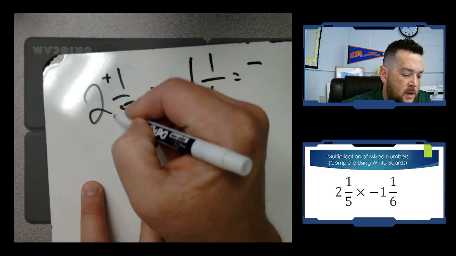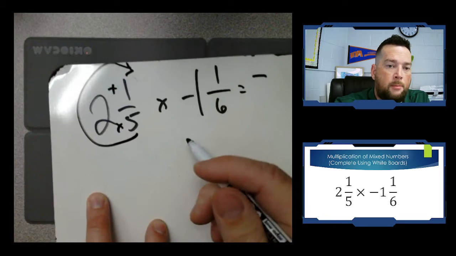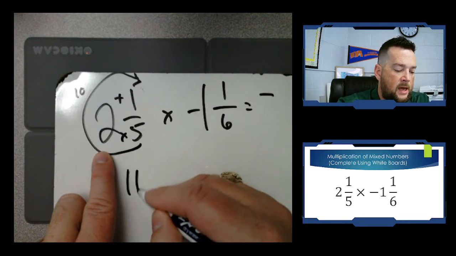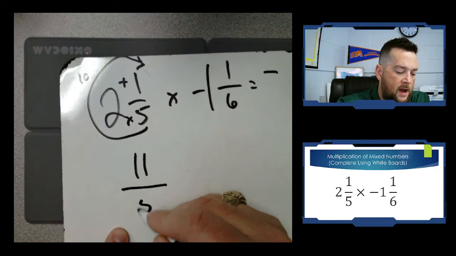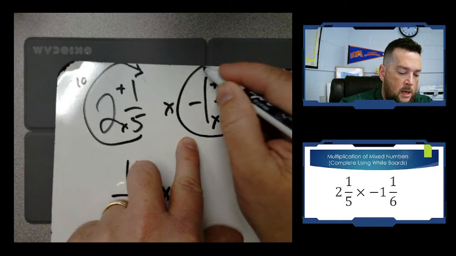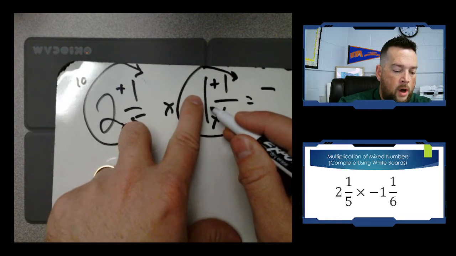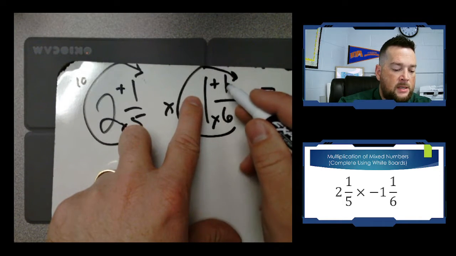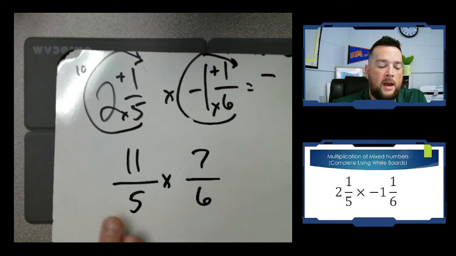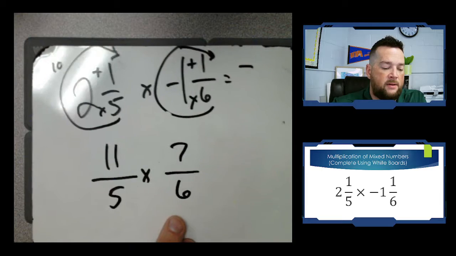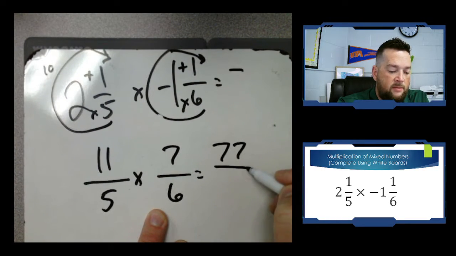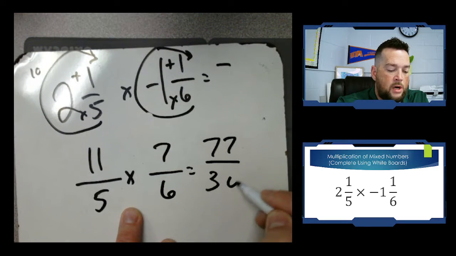So if I do the Texas method here, I'm going to make that an improper fraction. 5 times 2 is 10, and 10 plus 1 is 11, over 5, we keep our other denominator. And right here, I've got the Texas method again, TX, draw my loop around. 6 times 1 is 6, and 6 plus 1 is 7. We're going to keep our same denominator. So we've got 11/5 times 7/6. 11 times 7 is 77, and 5 times 6 is 30.